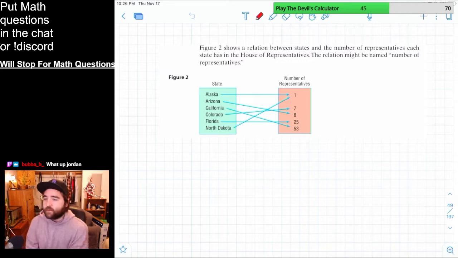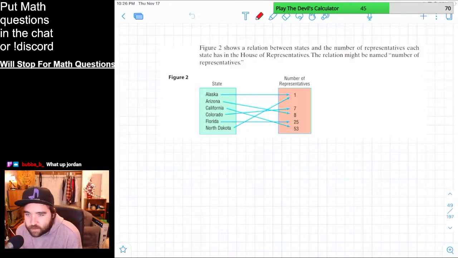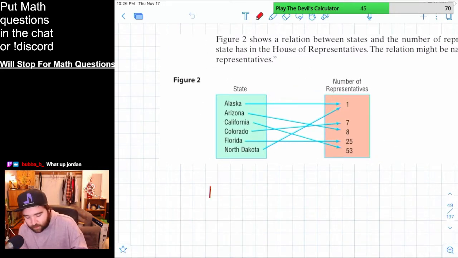How many representatives does Arizona have? It has 8. How many does California have? 53, and so on. Every one of these states only has 1 answer to that question. So if I ask the question, you can give me 1 straight answer. So this is a function.